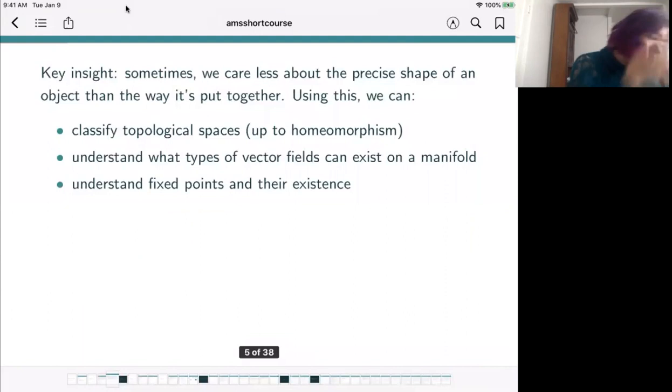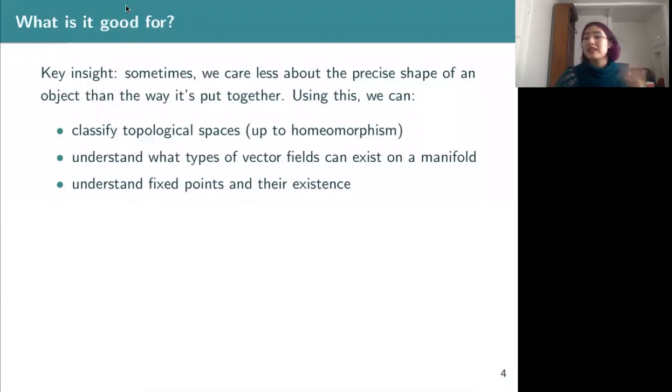So the key insight of topology is that sometimes we don't really care about the precise shape of an object. What we really care about is the way that it's put together. And if we use that insight, we can do a lot of things. Maybe the one that comes up the most in applied topology is classification. If we only look at the ways in which things are joined together, we can classify topological spaces, ideally up to homeomorphism. In practice, this turns out to be a bit hard. But this is where a lot of these ideas come from, like if you have a persistent homology, you can put it through a machine learning algorithm and use it to classify shapes.